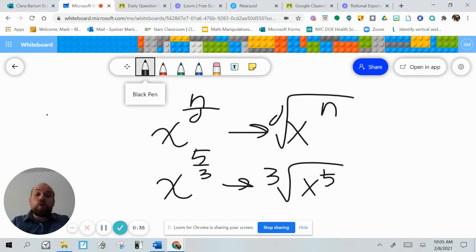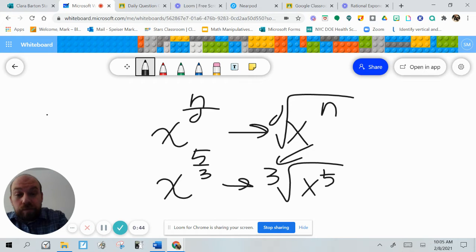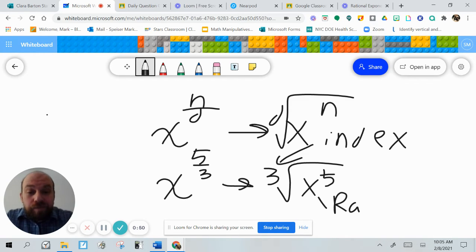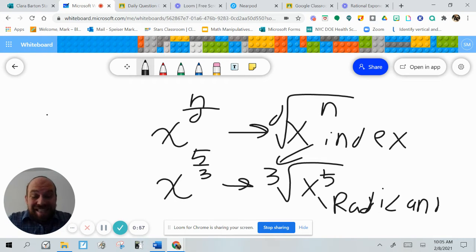it's like that. So the numerator goes inside. So hence we have x to the 5/3. It goes x to the 5th inside. The 3 becomes your index, which is outside. Number inside we call the radicand. And the numerator becomes the power on the radicand. And the denominator becomes the index of the radical. So this is how we go from a radical to a rational exponent or a fractional exponent.